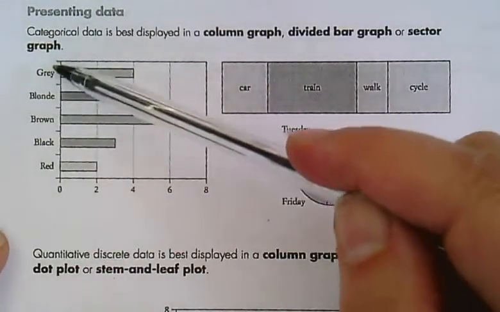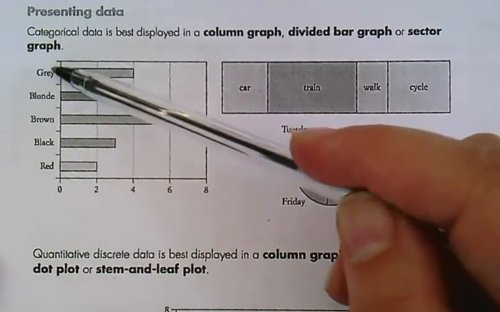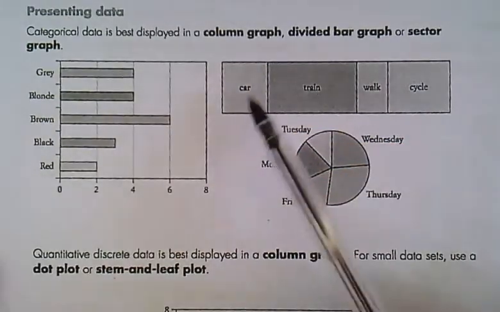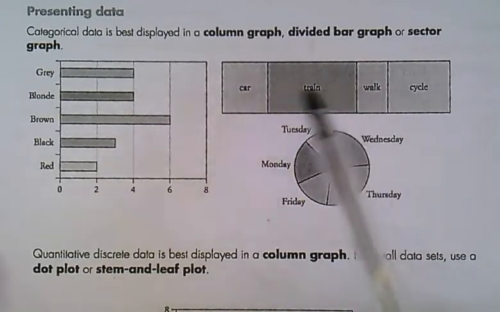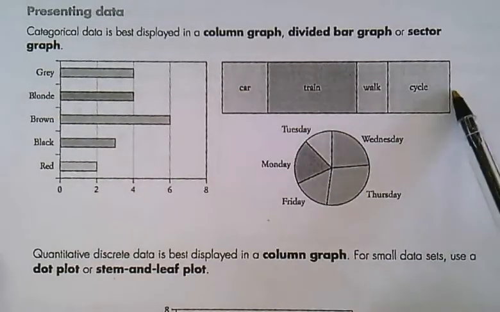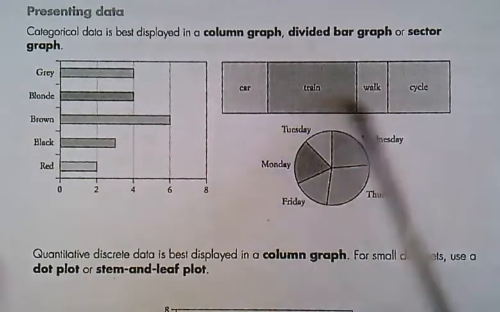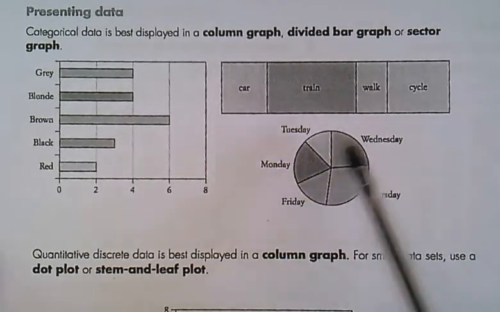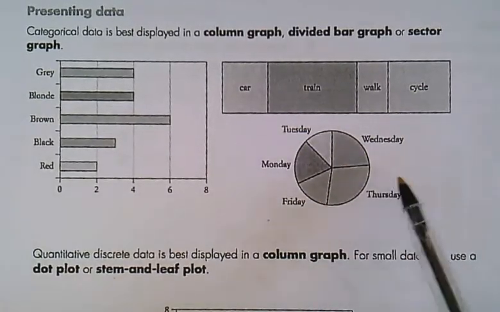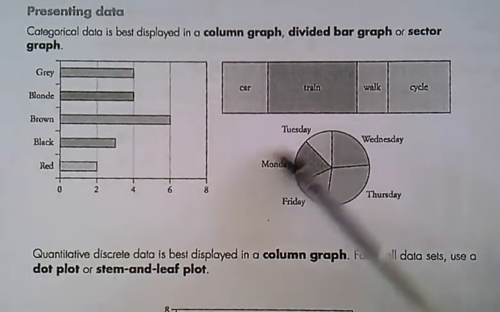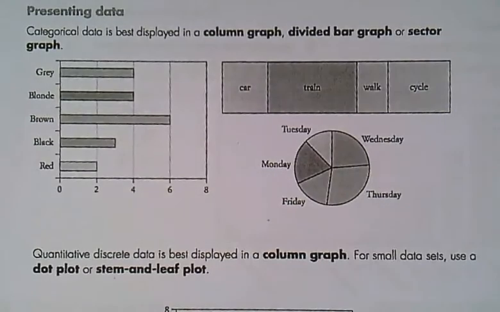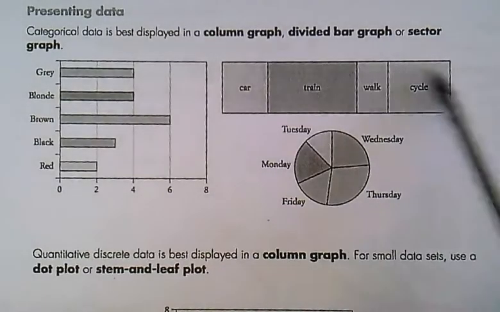These are categories: what color hair, for example? Grey, blonde, brown, black, red. How do you get to school in a divided bar graph? Do you walk, go by train, car, cycle? They're categories. Or, for example, here, the days of the week. They might be asking which particular day of the week you do this. So days of the week in a sector graph. They're all categorical data: divided bar graph, sector graph, column graph.